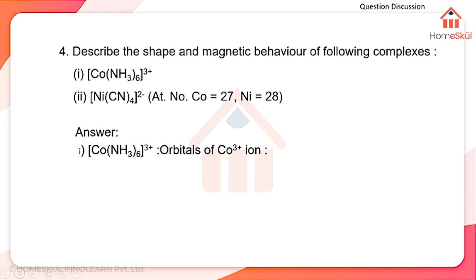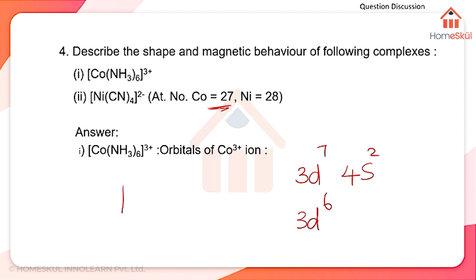So here you can see, we will take the atomic number first. What is the atomic number of cobalt? Here we know it is 27. And what is the electronic configuration? The outermost electronic configuration is 3d7 4s2. But in this complex, the oxidation state of cobalt is +3. So 3 electrons are lost from 4s2, and then we will get 3d6.